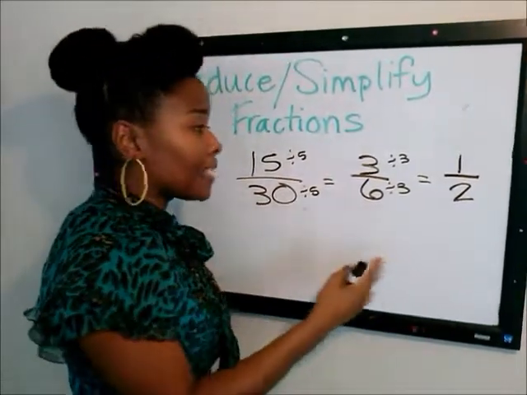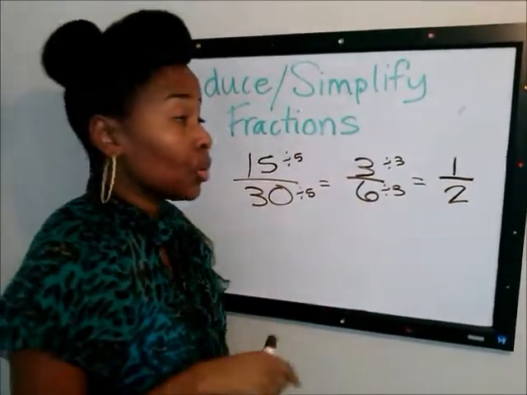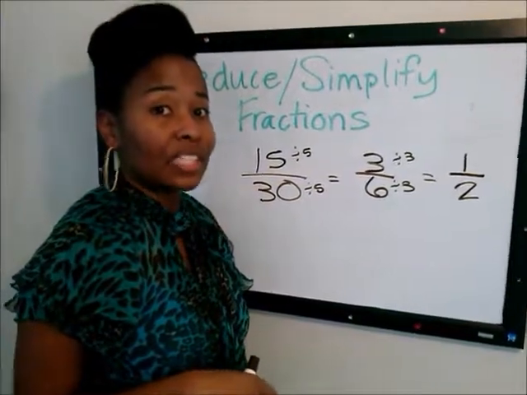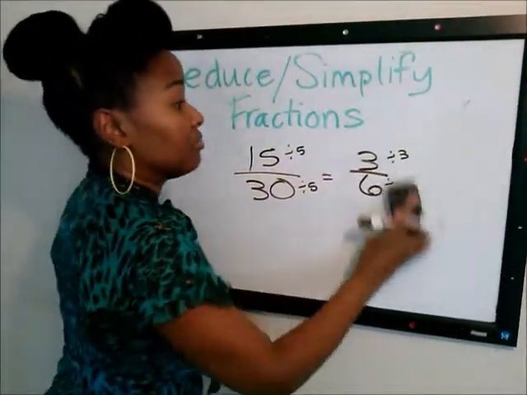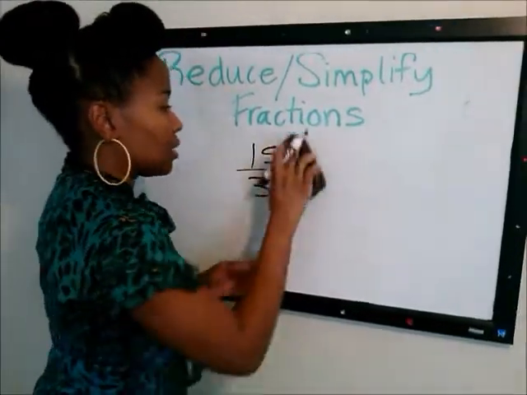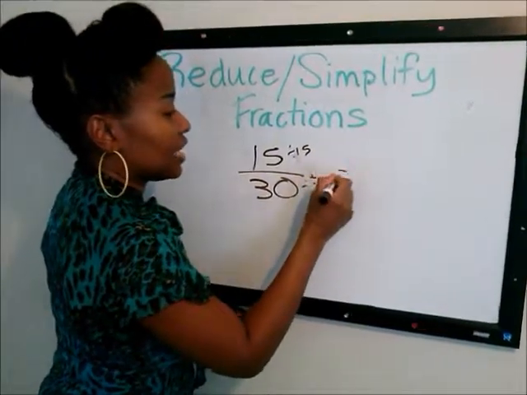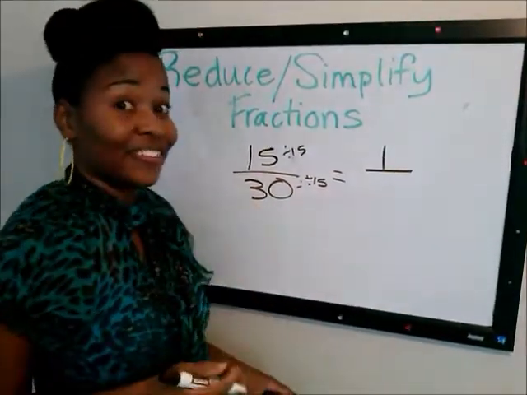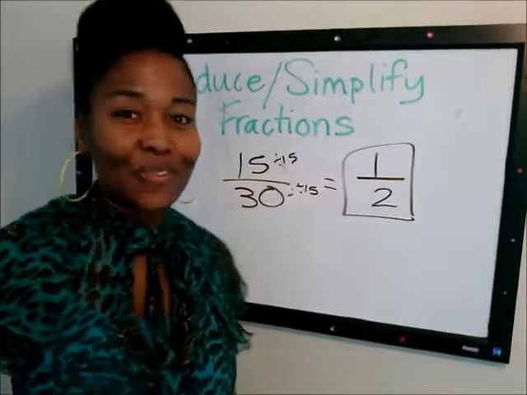If that happens, it's okay if you have to do it two times, but let me show you. 3 times 5 is 15. We could have divided the top and the bottom both by 15. Divide by 15. 15 divided by 15 is 1, and 30 divided by 15 is 2. We still got down to our answer of 1/2.